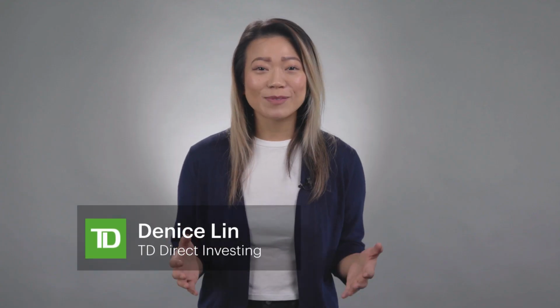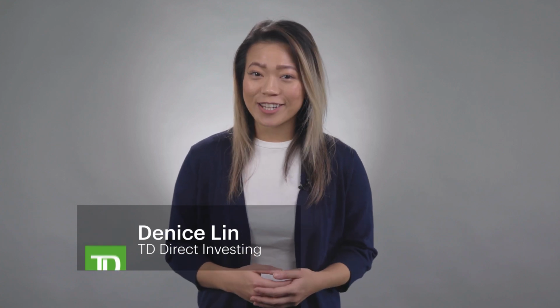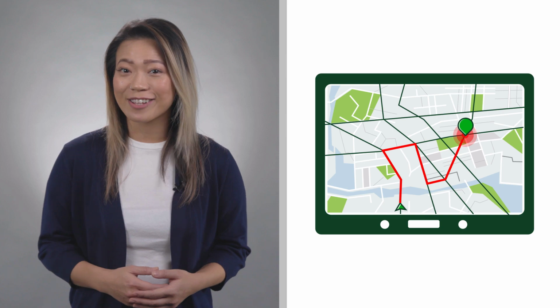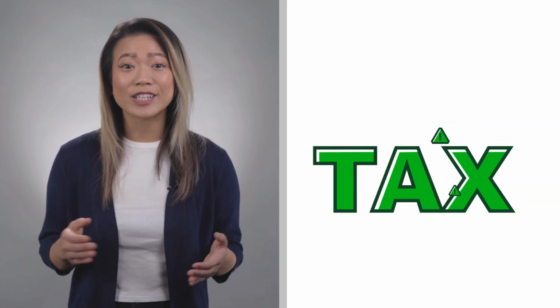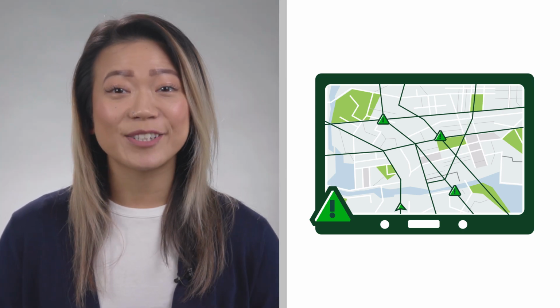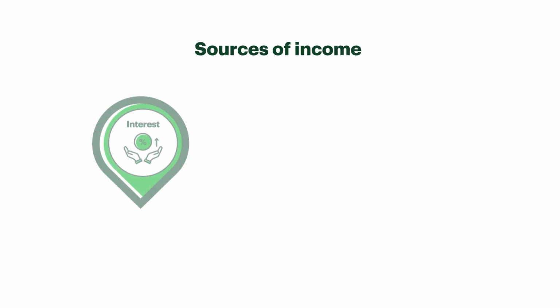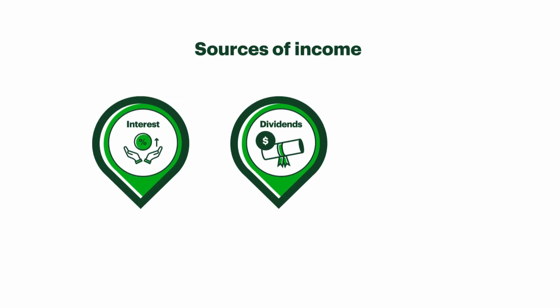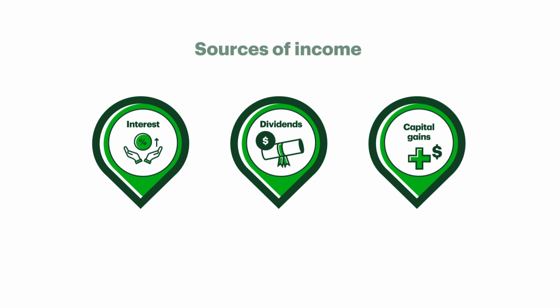Before creating an investment portfolio, it's important to understand how to navigate the tax system to make different income generating assets work for you. Taxes can sometimes limit the amount of earnings we have access to. Fortunately, different sources of income are taxed in different ways. Three common sources of income you may receive as an income investor are interest, dividends, and capital gains.